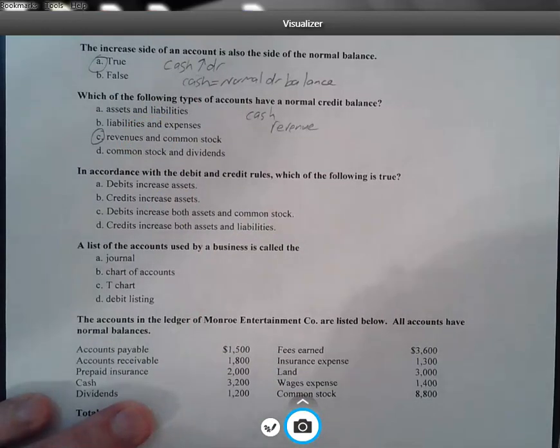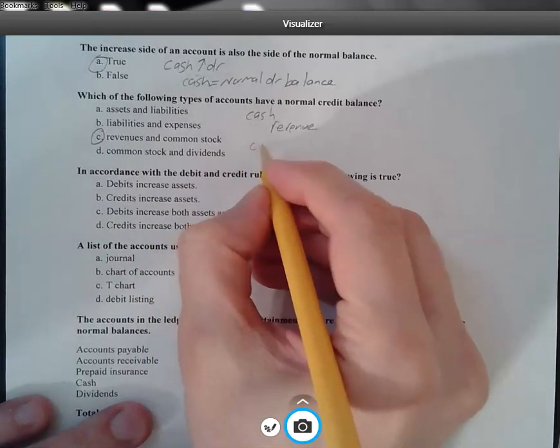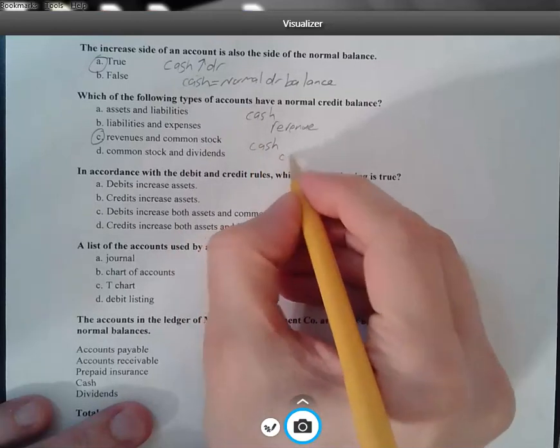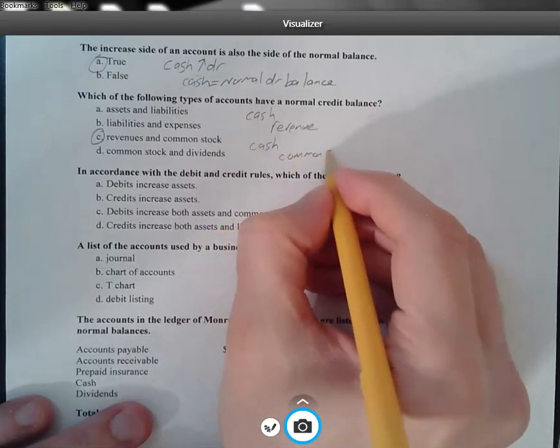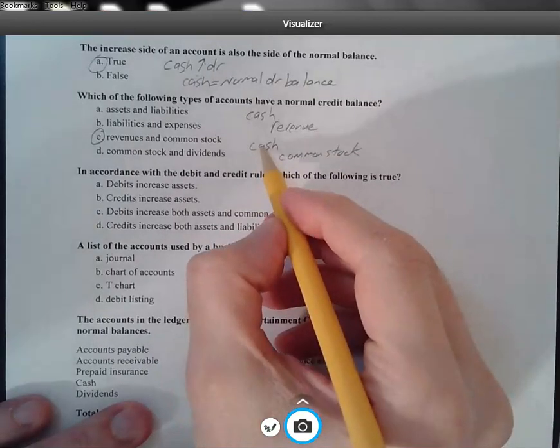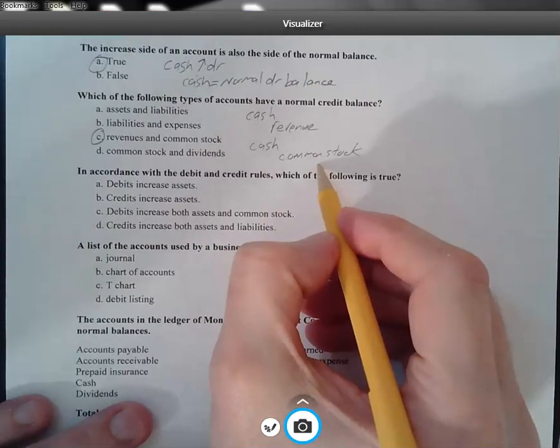And then conversely, if we were investing in a business, the business would get cash, and then the opposite side of that would be common stock, which increases to represent owner investment in the company. So again, cash left, debit, common stock right, credit.